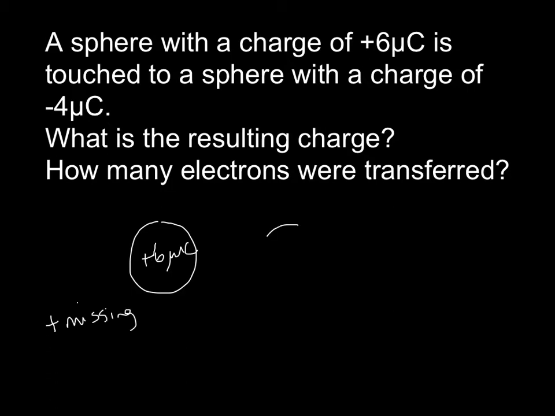And there's another sphere with a charge of negative 4 microcoulombs. Since it's negative, it actually has extra electrons. So we're going to touch these to each other, or connect them with a conducting wire so that charge can flow from one to the other. So this brings up an important thing.